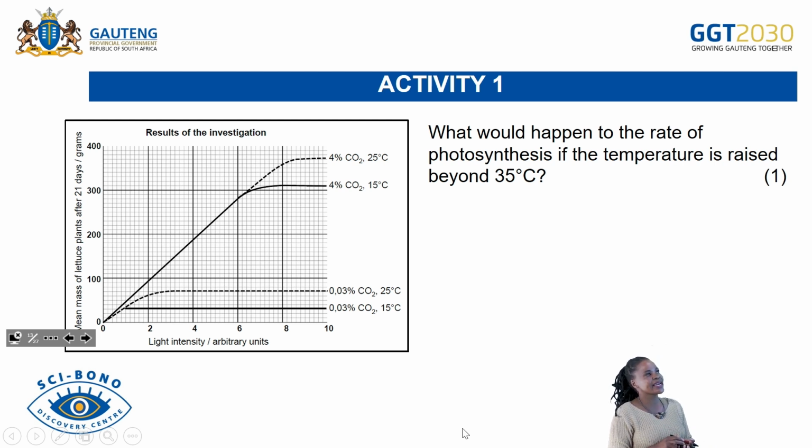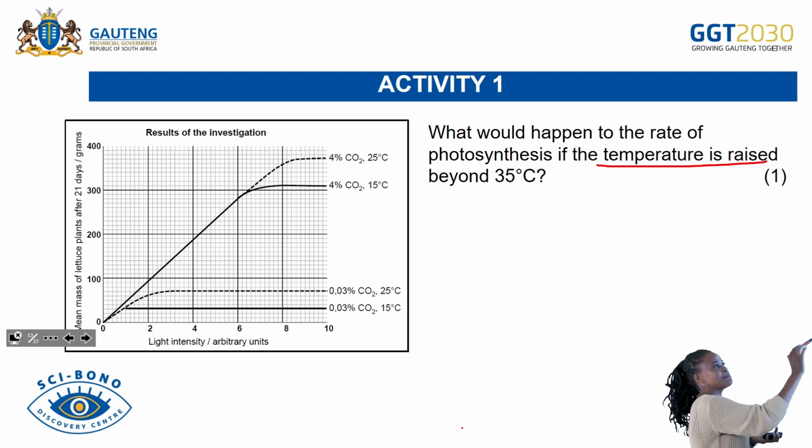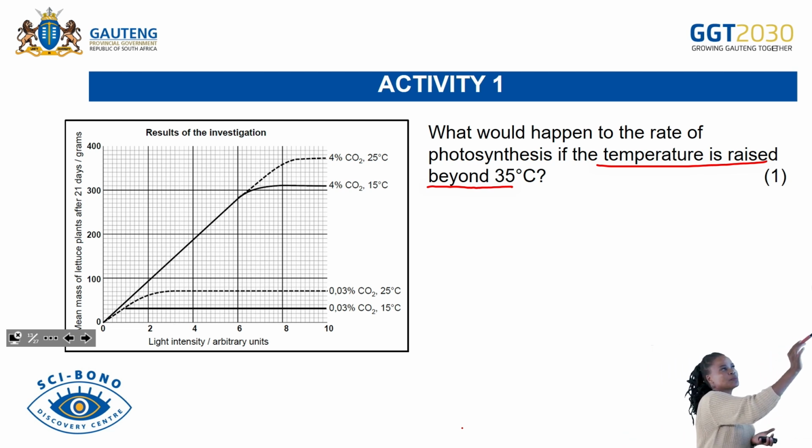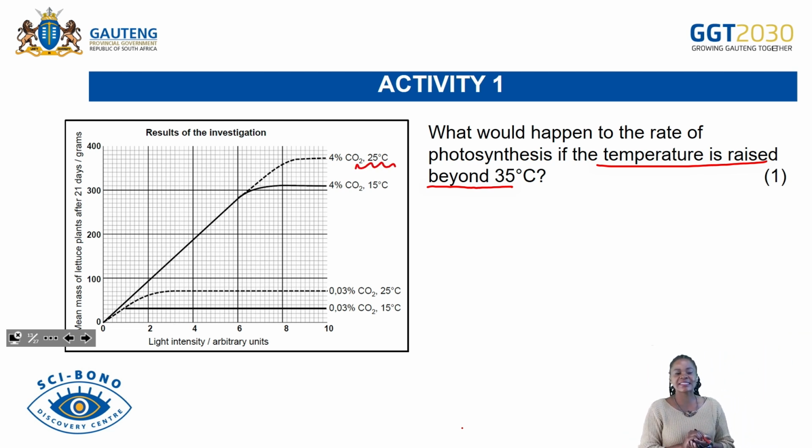What will happen to the rate of photosynthesis if temperature is raised beyond 35 degrees Celsius? Remember, we said the optimum was now 25 degrees Celsius. So what will happen to the rate of photosynthesis if temperature was raised beyond 35 degrees Celsius? Yes, I can see the hand in front here. Yes, baby girl.